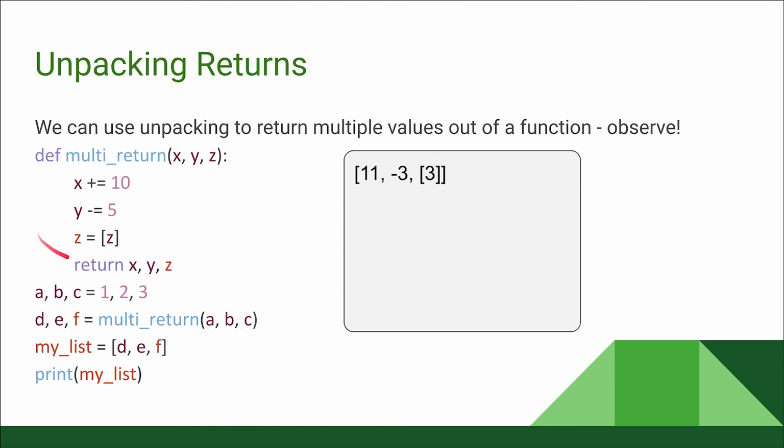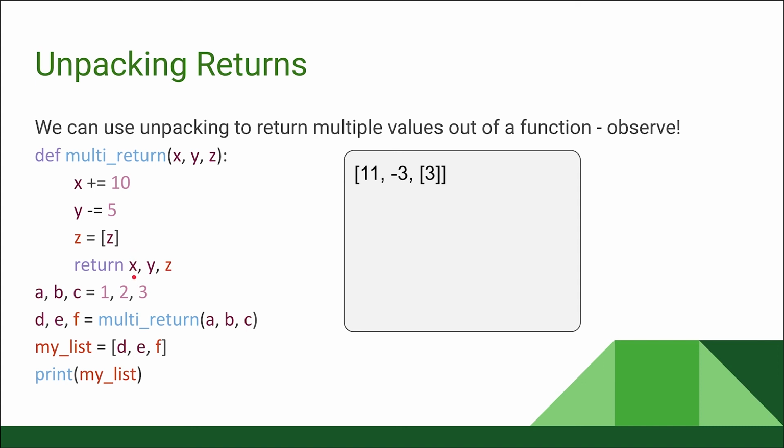So let's read through multi-return now. Multi-return takes 3 parameters. It's going to call them x, y, and z. It's going to add 10 to x, subtract 5 from y, and it's going to turn z into a single element list. We're going to pack it into a list and save it back into itself. So then we're going to return 3 values. In the exact same way as assigning 3 values to 3 variables, the 3 values we're returning are going to get placed in order.